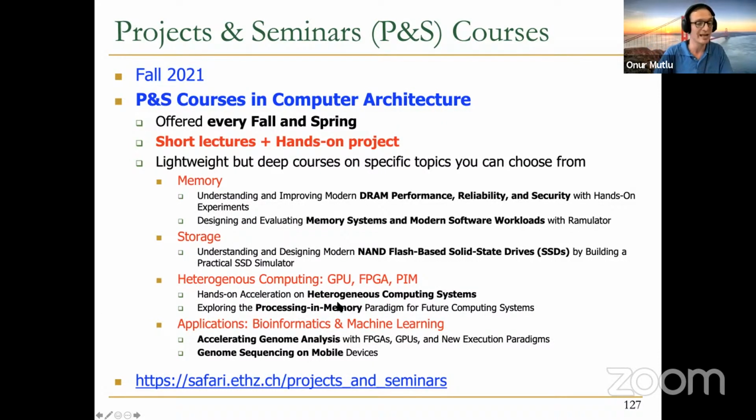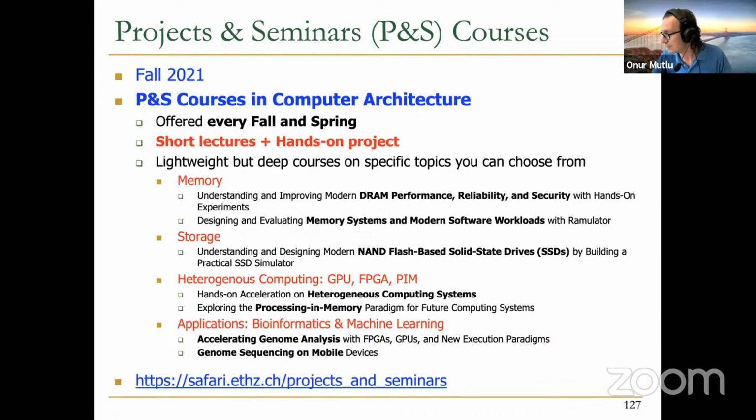Heterogeneous computing, both programming and architectural aspects: GPUs, FPGAs, processing in memory. There are two courses related to this, and there's a lot of exciting research that goes on. You can program the UPMEM computer, for example, or you can program FPGAs, for example. And finally, more application-oriented, but still hardware-software co-design type of courses, and some of them actually just algorithms. You can actually develop algorithms to do better bioinformatics and machine learning as well. So these are the two courses over here.